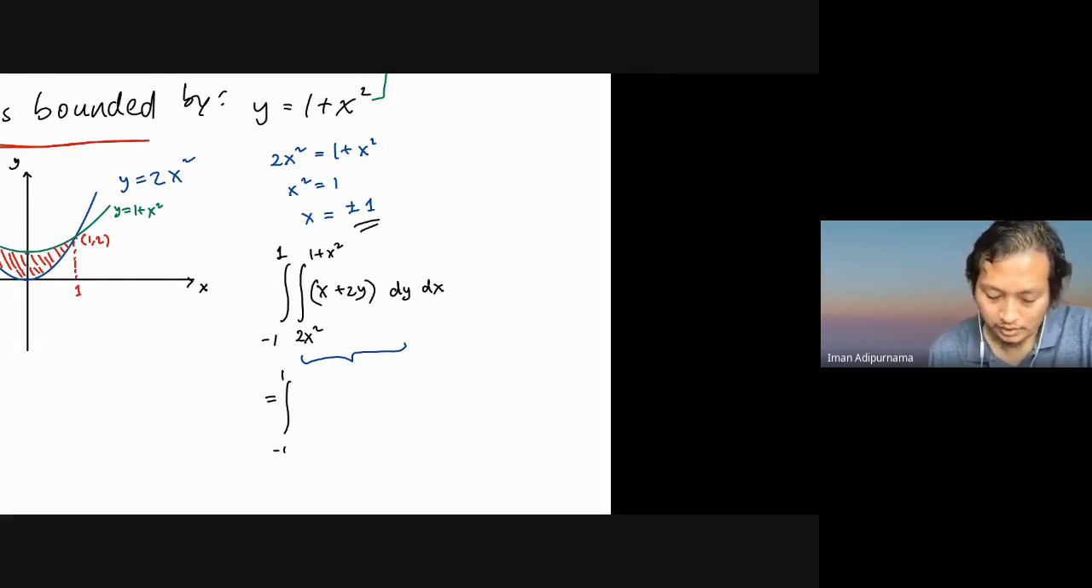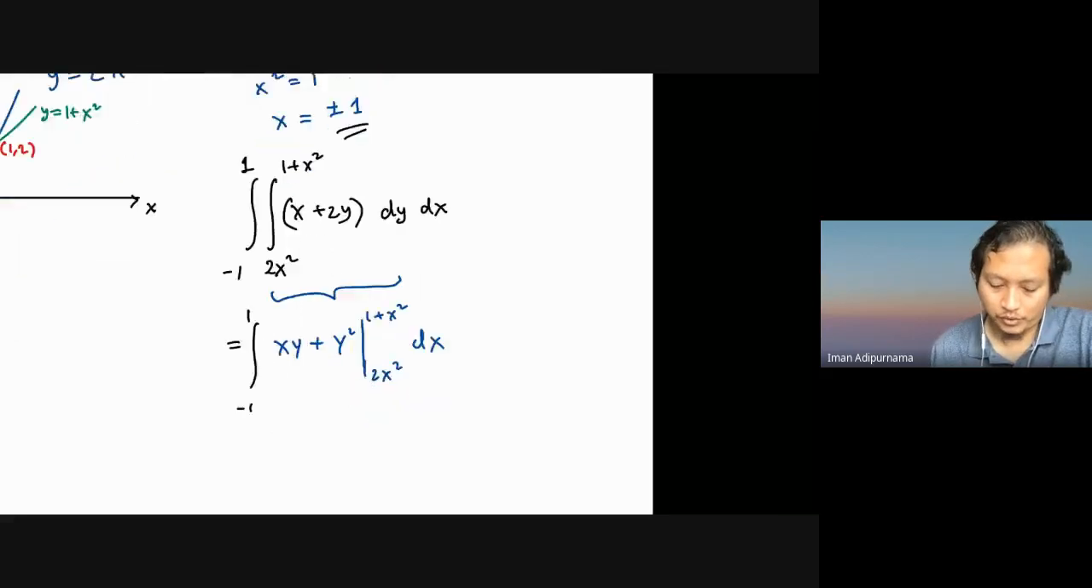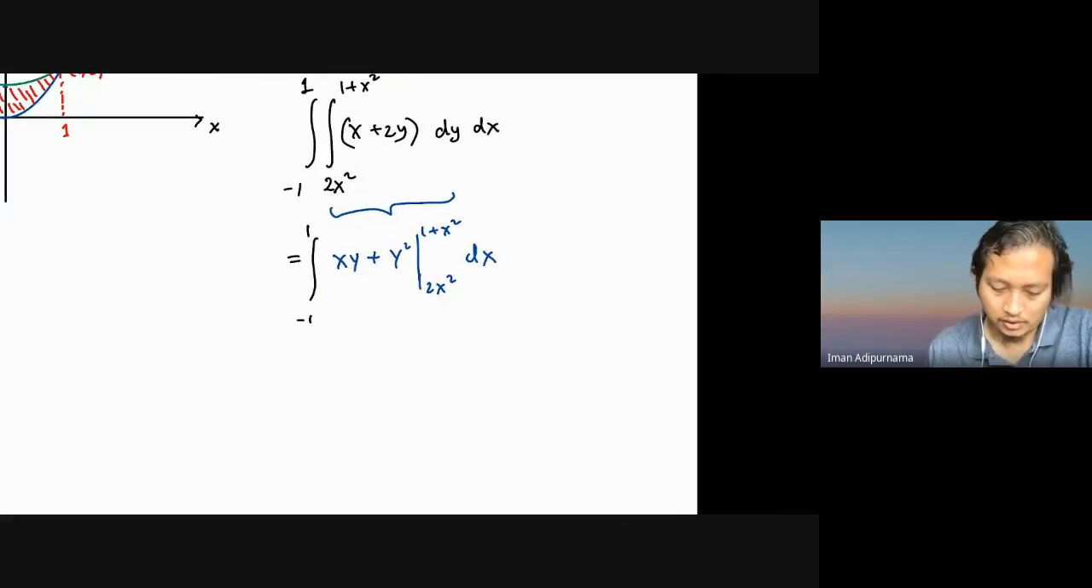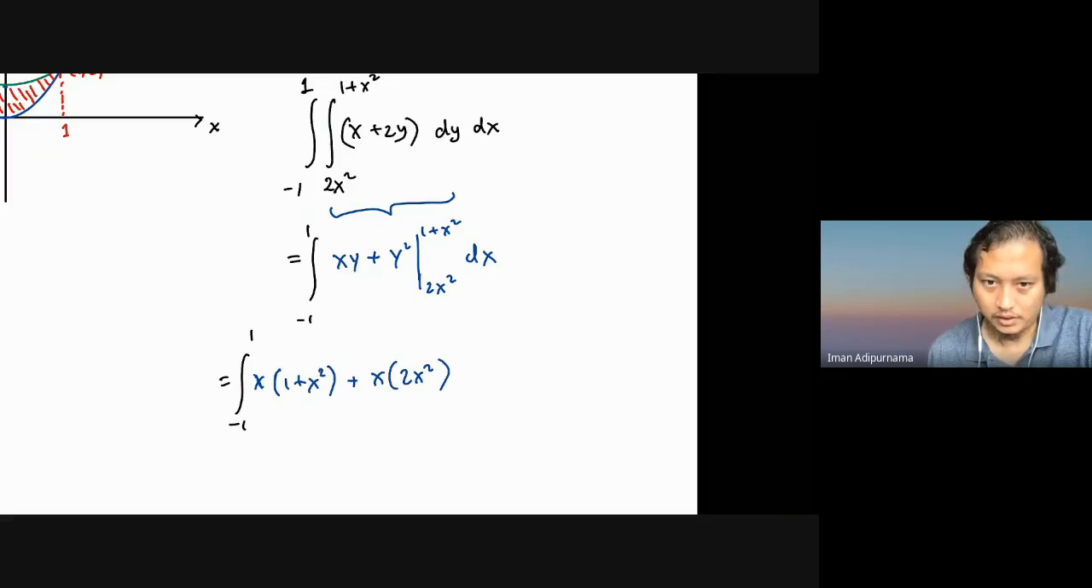Integration with respect to y, it's xy plus y squared. And then we have the endpoints. We plug in the endpoints, and you will get, it takes really long to write, 1 plus x squared plus, or maybe I will plus all. Okay, plus all. So plus 2x squared.